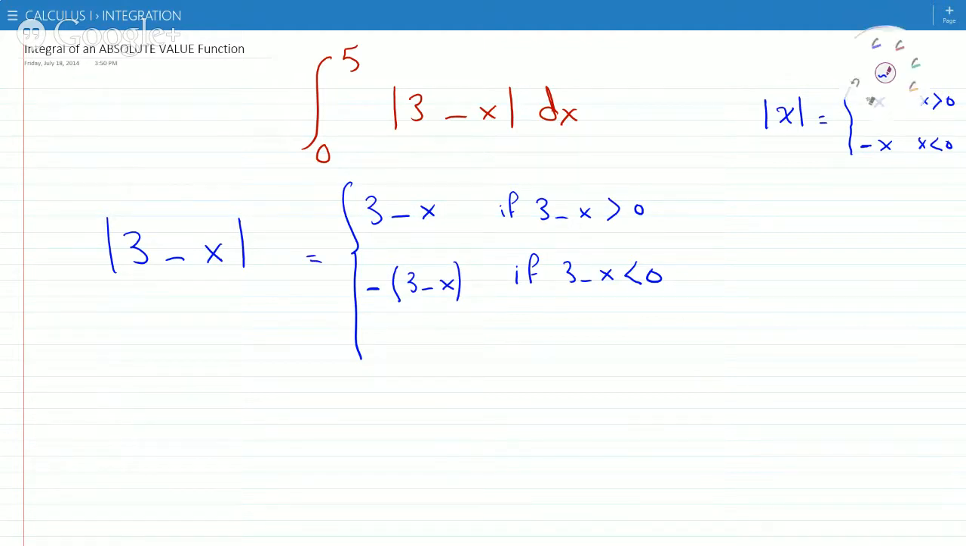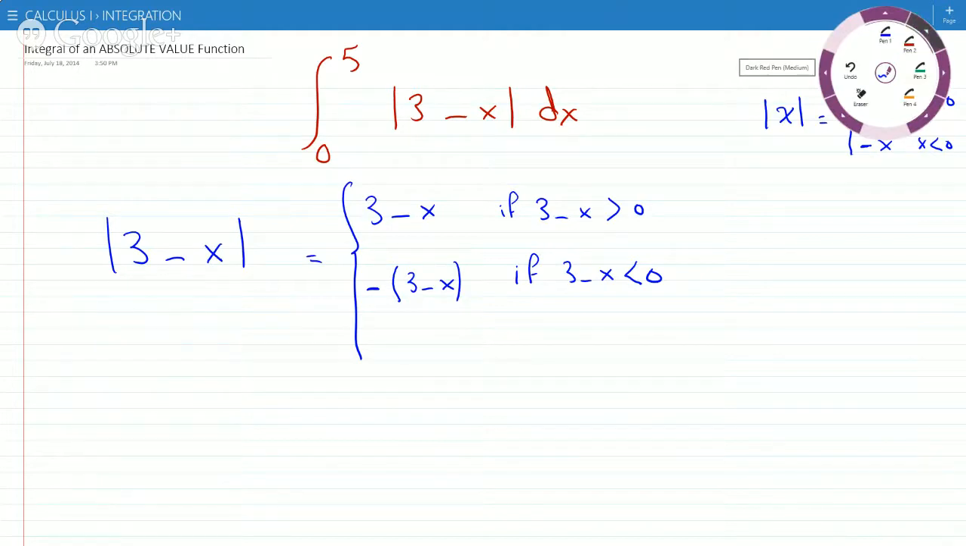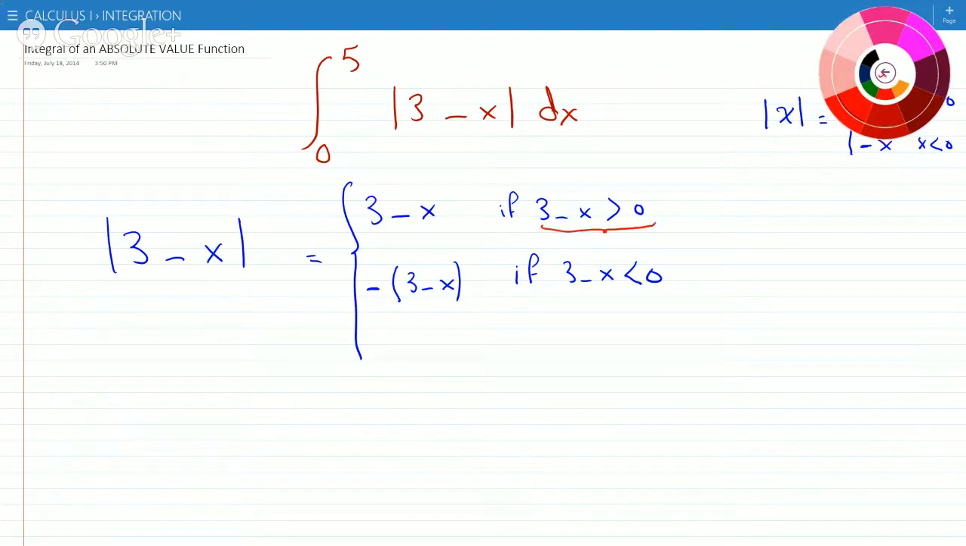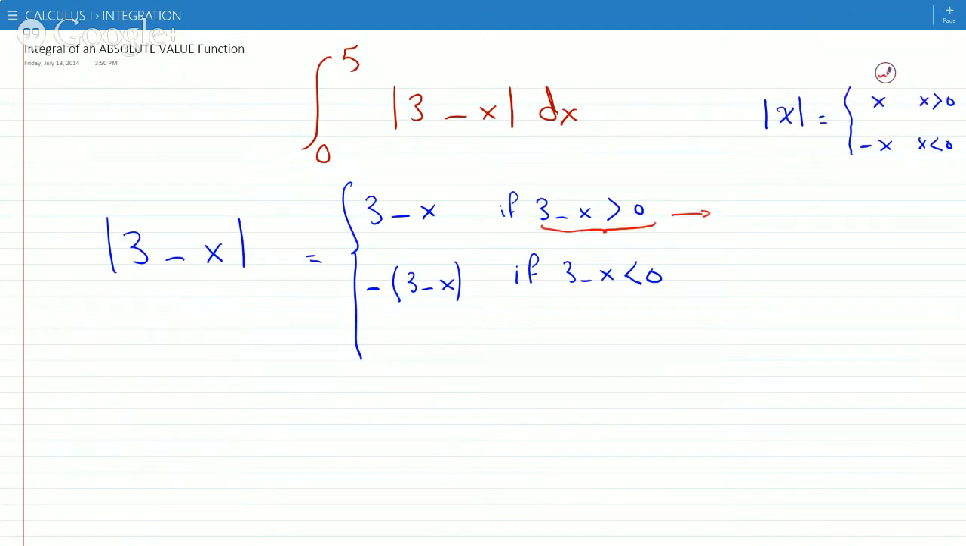Now, this statement, 3 minus x is greater than 0, I can solve one more step by adding x to both sides. So I can say 3 is greater than x, or said in a different way, x is less than 3. So basically what I'm claiming is, if x is less than 3, then the value of this absolute value function will be 3 minus x.